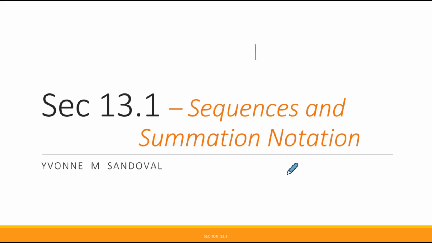Section 13.1, Sequences and Summation Notation, Part 1.